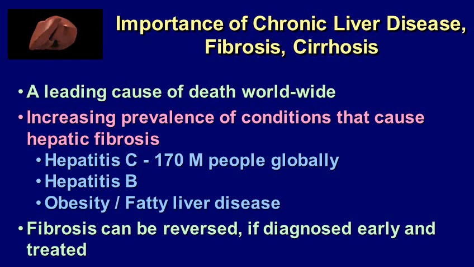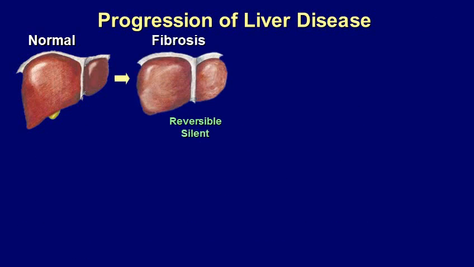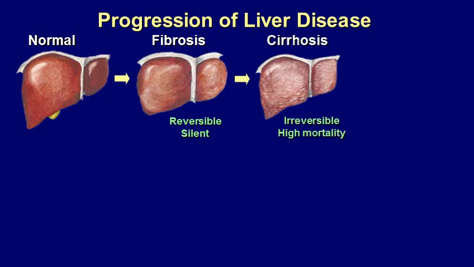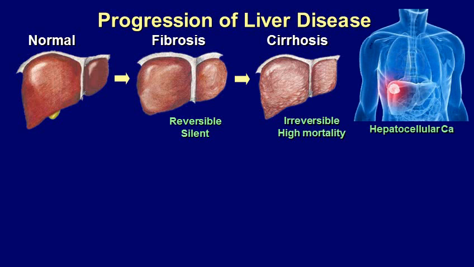The important thing is that progressive hepatic fibrosis is often clinically silent, but it can often be halted and in some cases even reversed if it's diagnosed early and treated appropriately. So we would like to detect hepatic fibrosis, which typically doesn't cause anatomic change in the liver, before it progresses to irreversible cirrhosis. Cirrhotic liver not only has a high mortality, but it's also a pre-malignant condition, leading to the development of primary liver cancer.